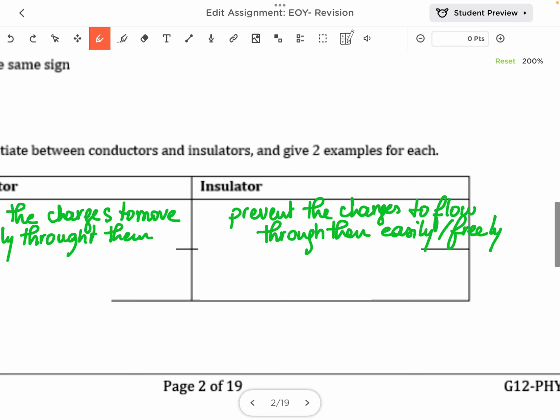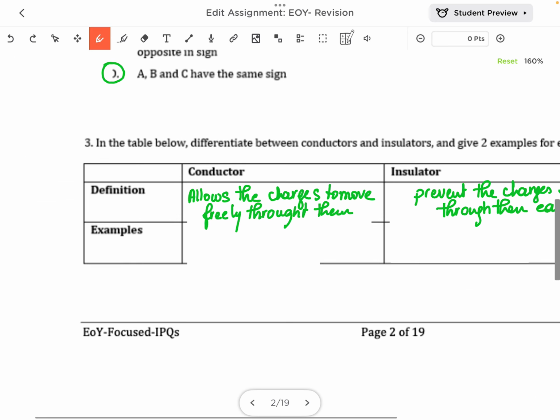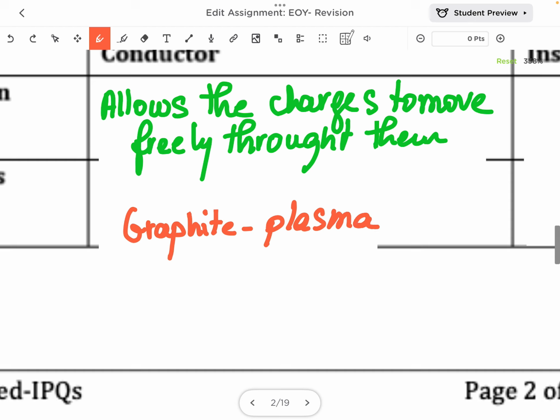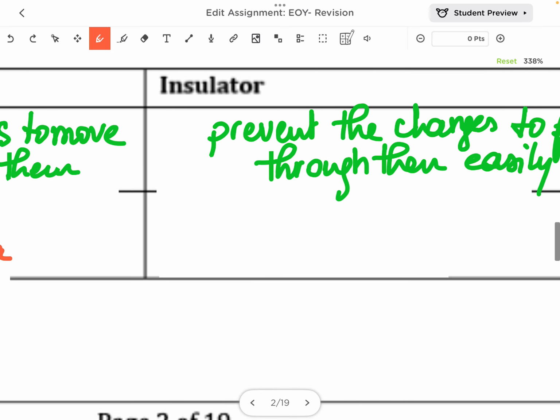So we need to give two examples of each. For conductors, give any metal. You can say graphite, plasma, or any metal, for example iron, gold, copper, anything. For the insulator, use simple examples, for example air, glass, wood, the insulators.